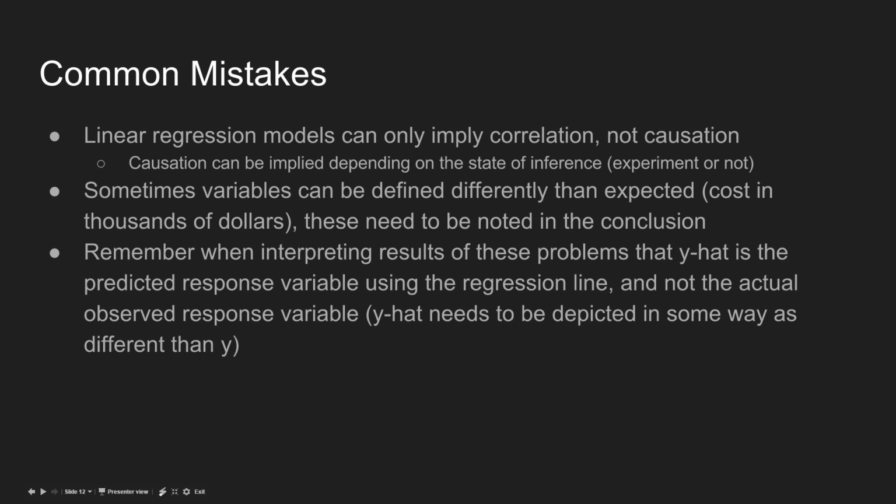Finally, we listed here some common mistakes that people make in the AP exam. Oftentimes, people will imply causation instead of correlation between two variables. Also, students may sometimes define variables differently than expected, and these different definitions need to be noted in the conclusion. Finally, it's very important to remember that when interpreting the results of these problems, the y-hat is actually the predicted response variable using the regression line. It's not the actual observed response variable.